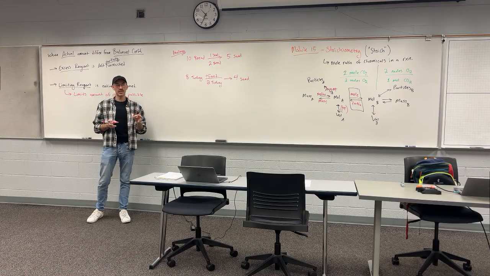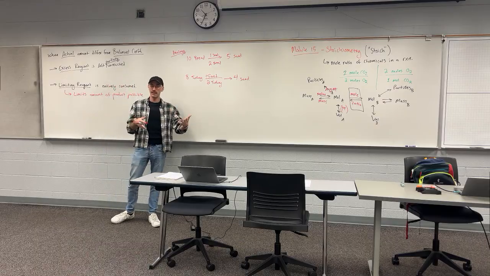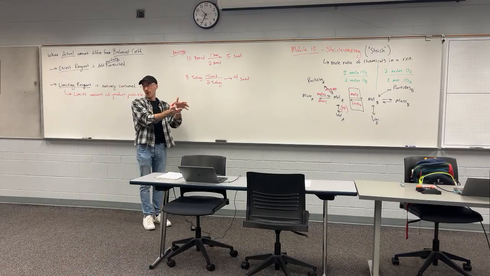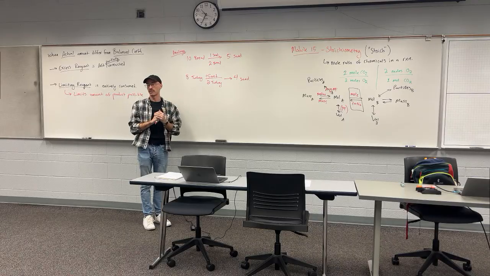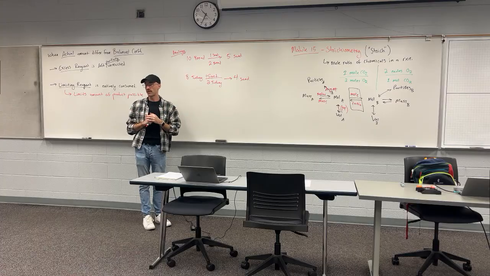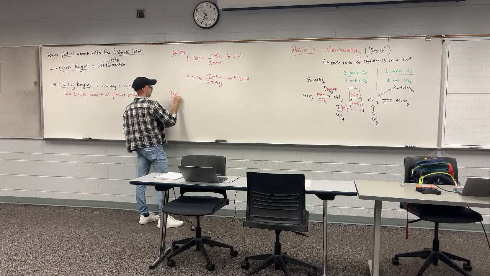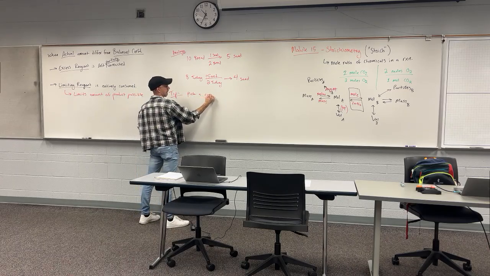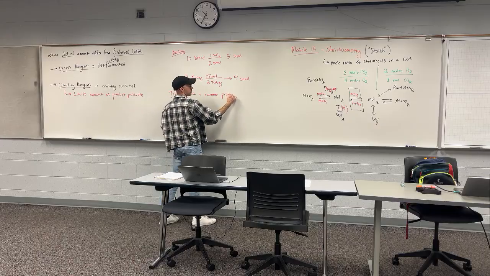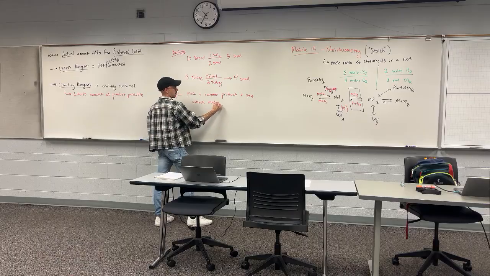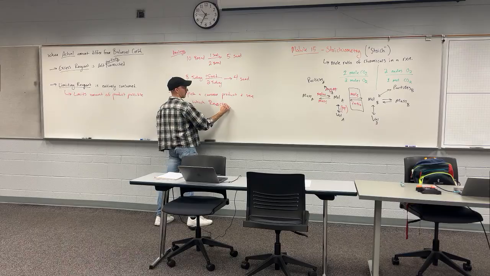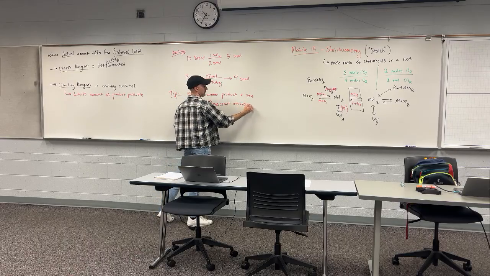The easiest way to determine whether something is the excess or the limiting reagent is to pick a common product and look at how much both of those compounds can make of that product. The one that makes the smallest amount of product is the limiting reagent. See which reactant makes a smaller amount.